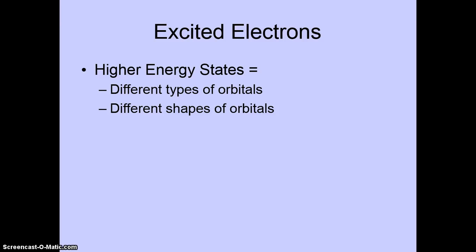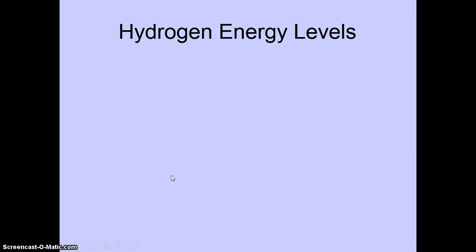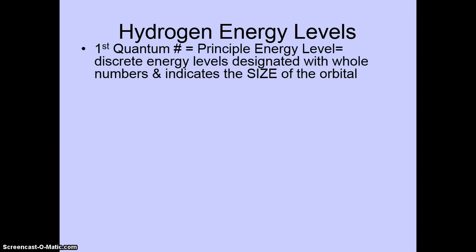All right, higher energy states are what happens when you excite electrons. So different types of orbitals are available for different energy states and different shapes of orbitals as well, and that's what we're going to get into next. Let's look and see how those energy levels are designated.